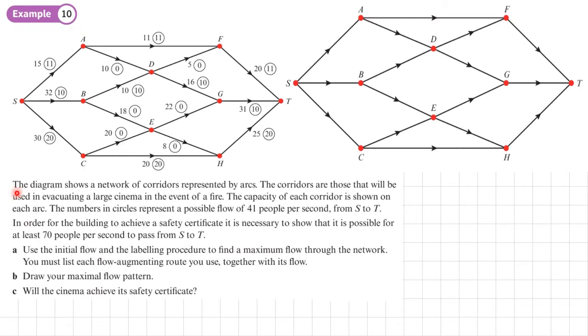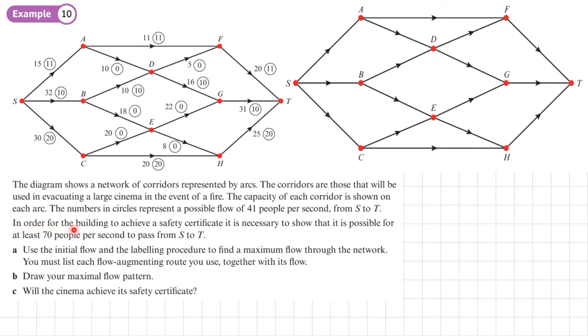Example 10. The diagram shows a network of corridors represented by arcs. The corridors are those which will be used in evacuating a large cinema in the event of a fire. The capacity of each corridor is shown on each arc. The numbers in circles represent a possible flow of 41 people per second from S to T.